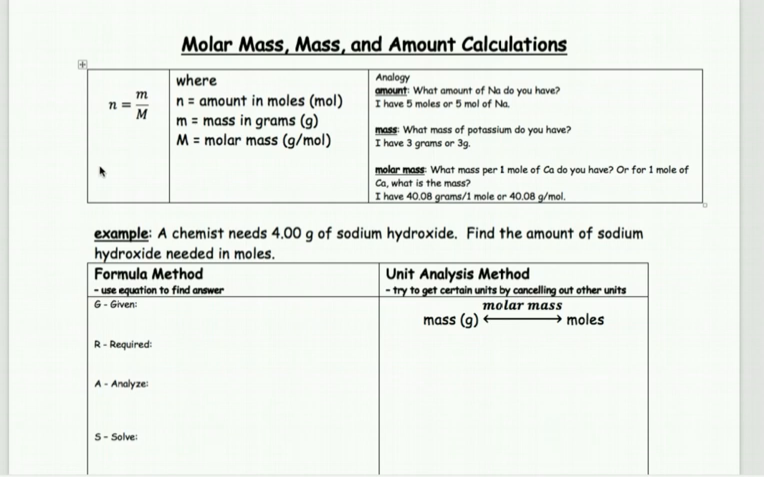Okay, so we have a formula today. Little n equals little m, lowercase n, divided by capital M. So what the letters stand for: n is the amount. We looked at this the other day. If I'm asking you for the amount of something, I want you to tell me how many moles you have. For example, if you had a dozen eggs, there's 12 eggs, right? If you have 1 mole of eggs, you have 6.02 times 10 to the 23 eggs.